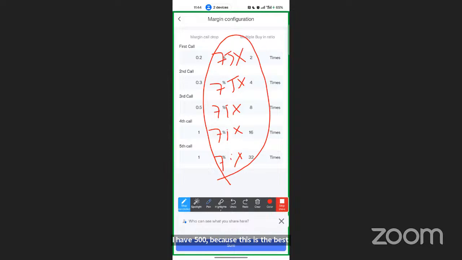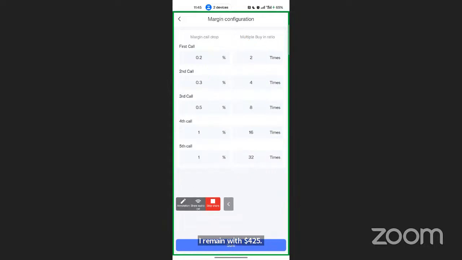When it comes to Royal Q, this is the best. Do I have this money? How do I have $500? The answer is no. So when I go back to my calculator and I say $500 minus 75, I remain with $425. That's why I will now edit my first buying amount.